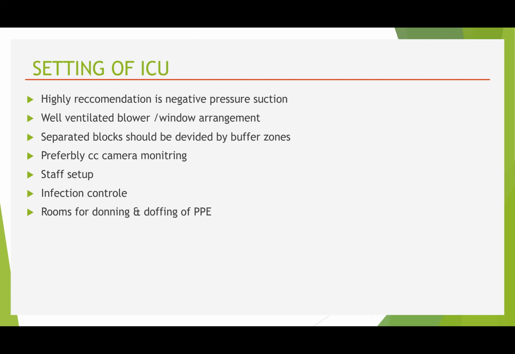Regarding the setting of the ICU, the highly recommended option is negative pressure suction rooms. Keeping a large number of patients in negative pressure rooms is very difficult. If negative pressure rooms are available, it is very easy, because the airflow is 12 air changes per hour, meaning a complete airflow every 5 minutes. It's very ideal to keep any infectious patient in negative pressure.